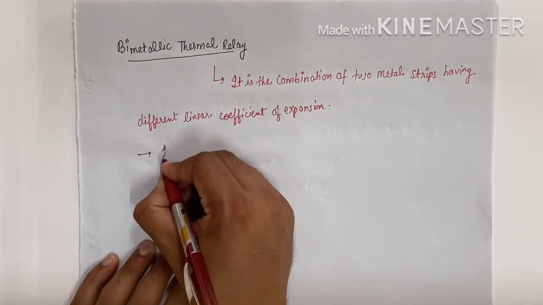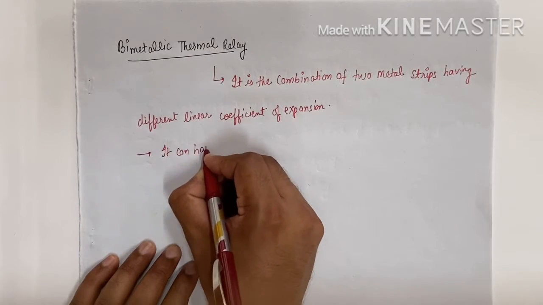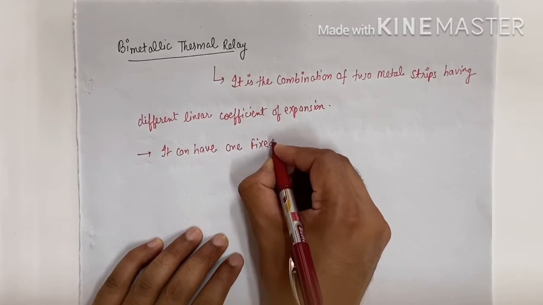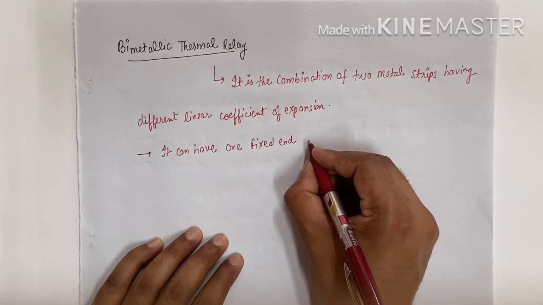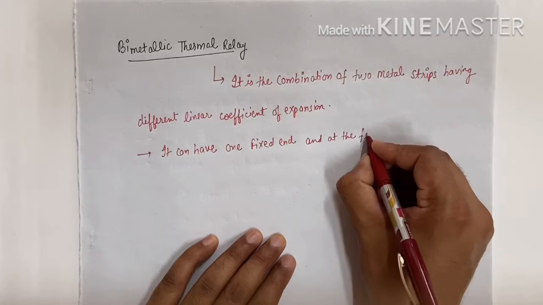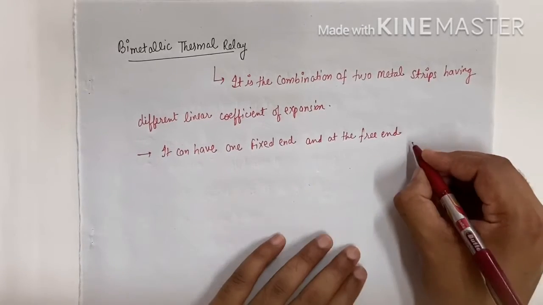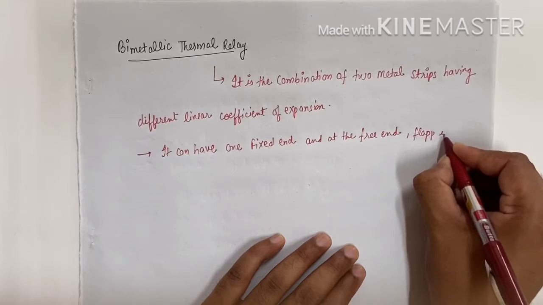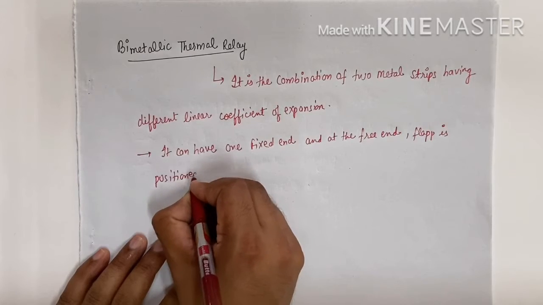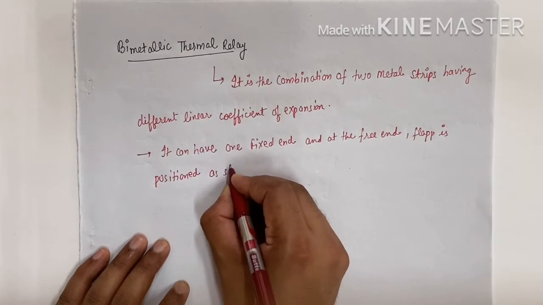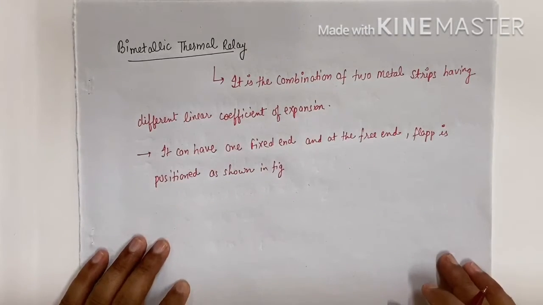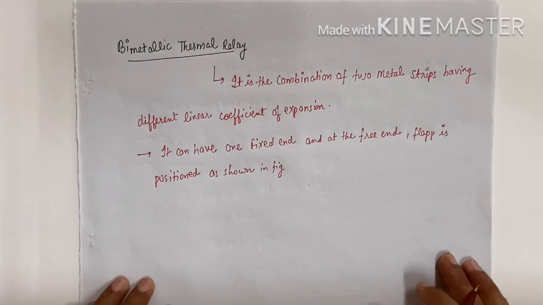Second point is it can have one fixed end and at the free end a flap is positioned, as shown in figure here. Okay, so in this bimetallic relay there are two ends, one is fixed and another is free.